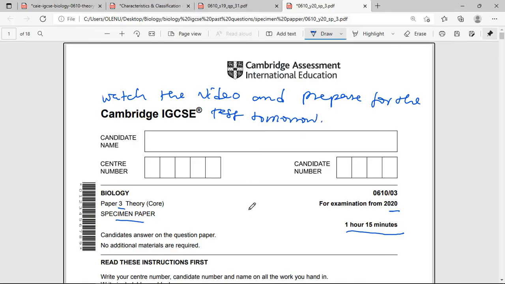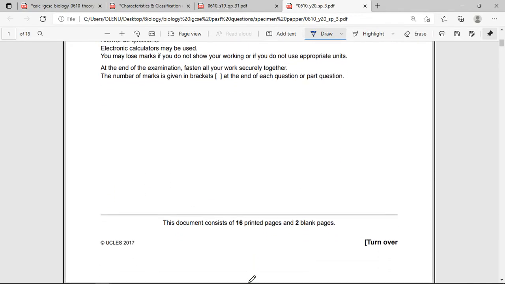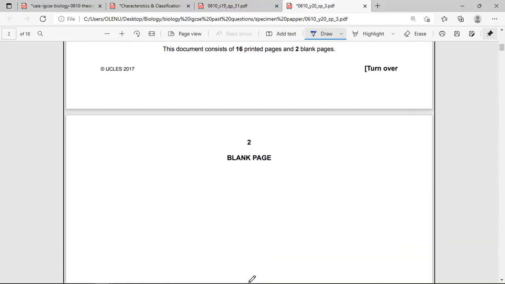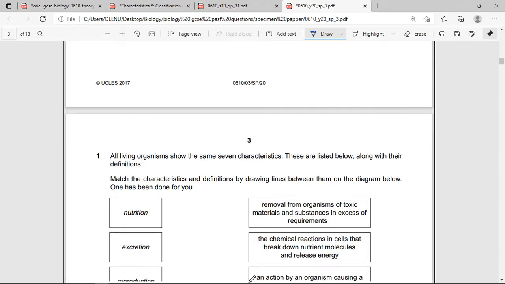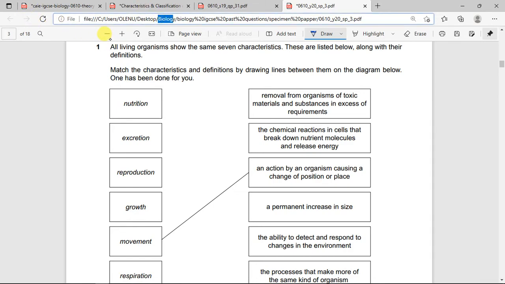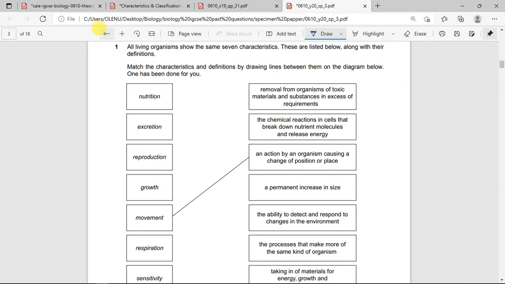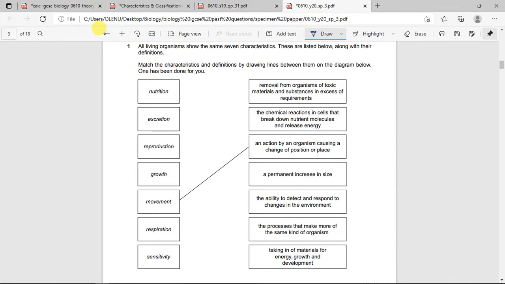Okay, now without wasting so much time, let me move to the first question. All living organisms. This is the first question.